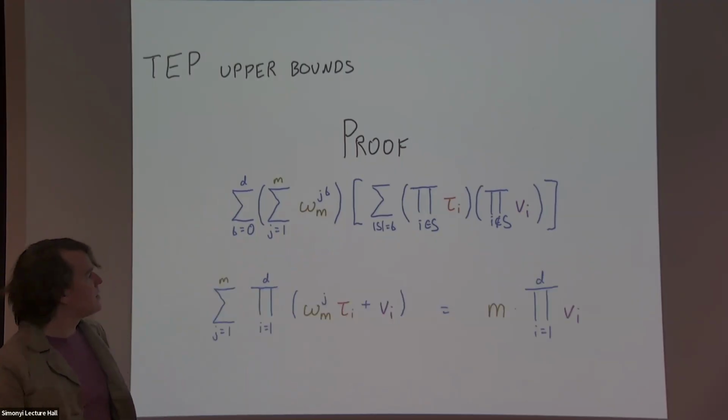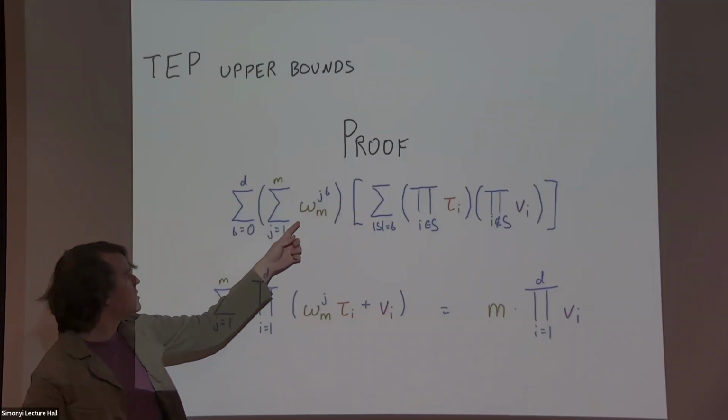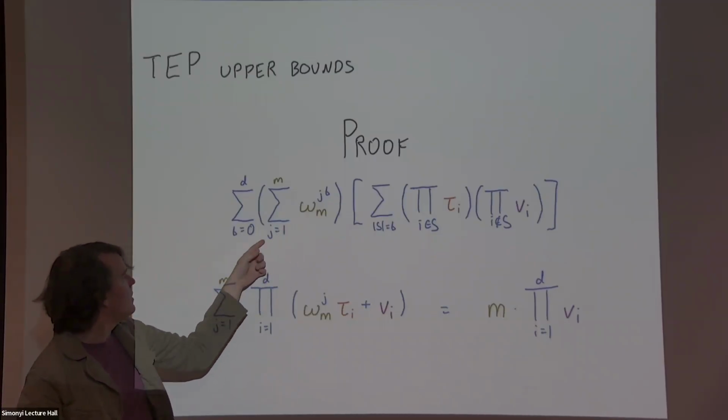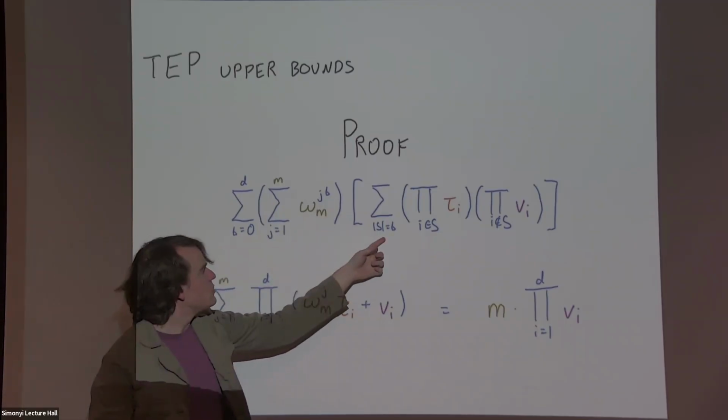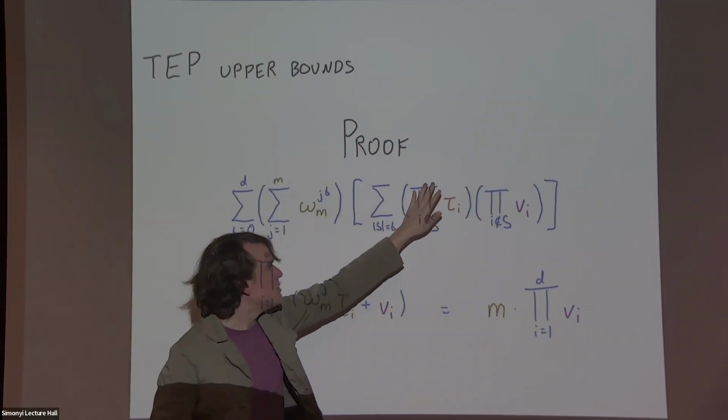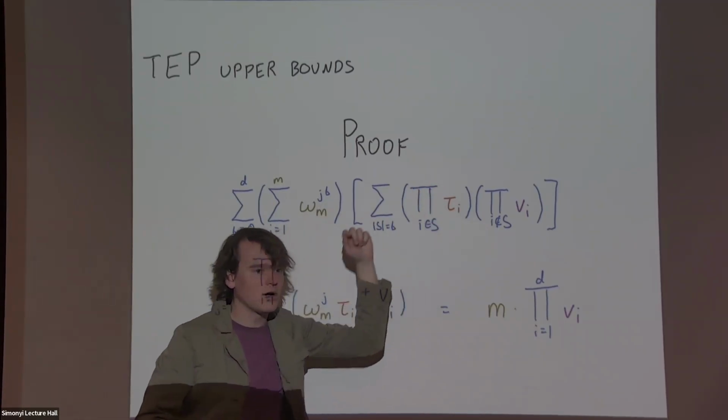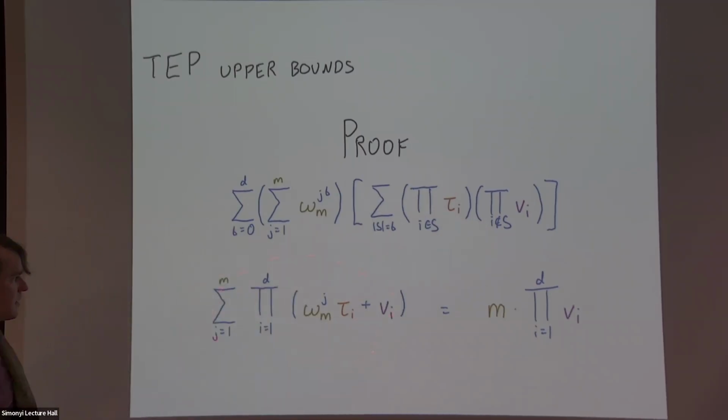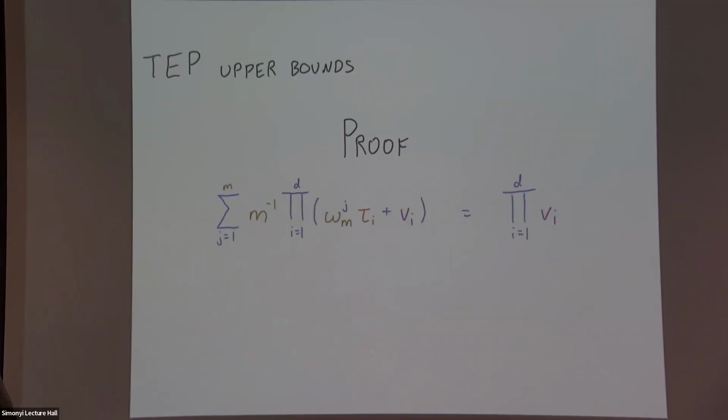Because when we apply this fact, you cancel out every single summand except for the term where B is equal to 0, which means this set is empty, which means you have no tau i's, which means you have just the product of the VI's. And thus, the equation that I wrote at the start of this is just M times the product of the VI's. All right, well, that's the case where your polynomial is just the product of all the inputs.